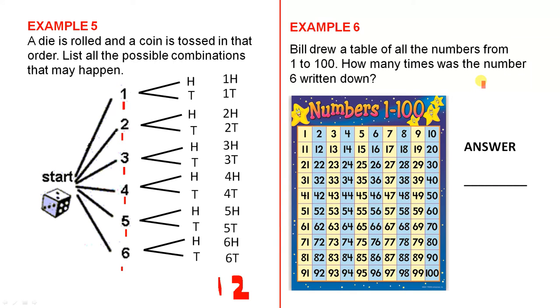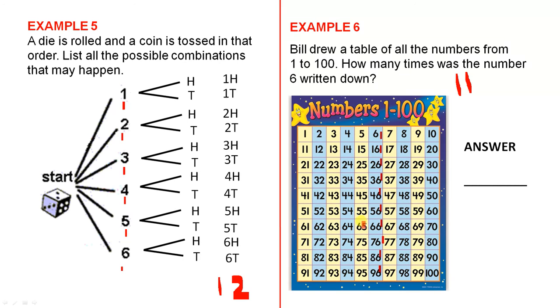Bill drew a table of all the numbers from 1 to 100. How many times was the number 6 written down? So the single digit 6, how many times was it written down? Now let's work through this carefully together. 1, 2, 3, 4, 5, 6, 8, 9, 10, 11. So far, we'll just put some working here so we don't forget. So far we have 11.